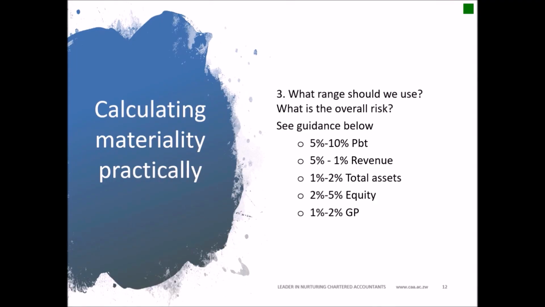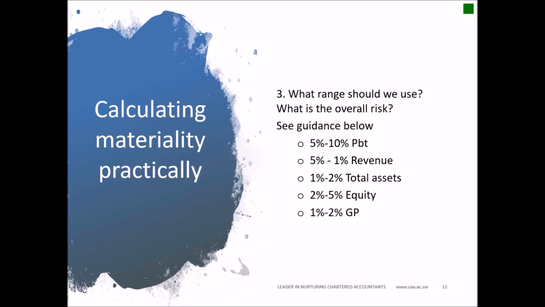So now you have chosen revenue, you have chosen profit before tax, you have chosen total assets. What range should we use? You're saying what is the overall risk. We say there's an inverse relationship. So there's a guidance to say if you're using profit before tax, 5 to 10%. If you're using revenue, 0.5% to 1%. If you're using total assets, 1% to 2%. If you're using equity, 2% to 5%. And if it's gross profit, 1% to 2%.